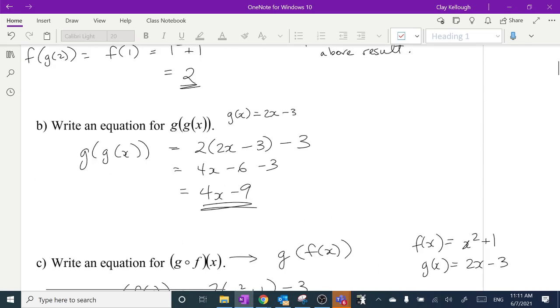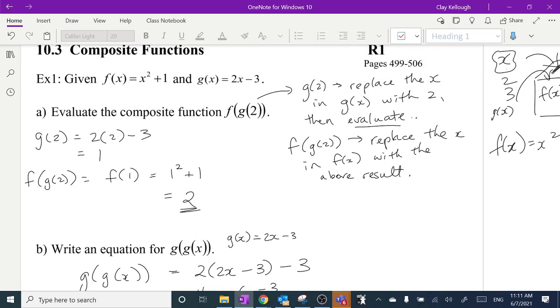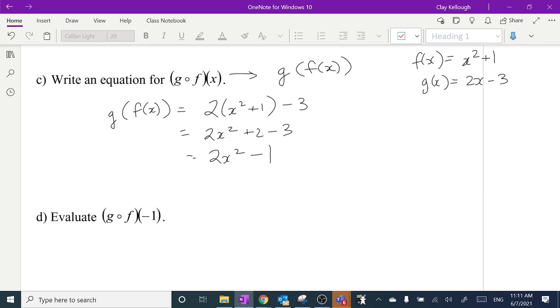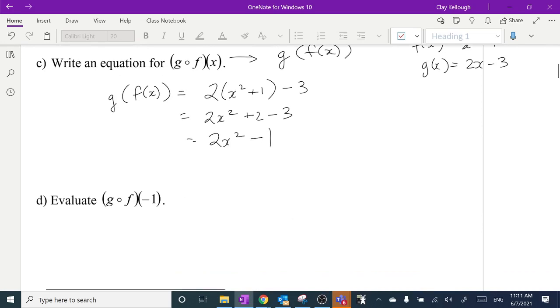Now, what I did earlier when I had to evaluate f of g of 2 is I actually found g of 2, and then I plugged that number into f of x. Well, now that I actually have a formula for f of g of any x, I can just use that as a formula now. It's 2 times negative 1 squared minus 1, which is 2 times 1 minus 1, which is 1.